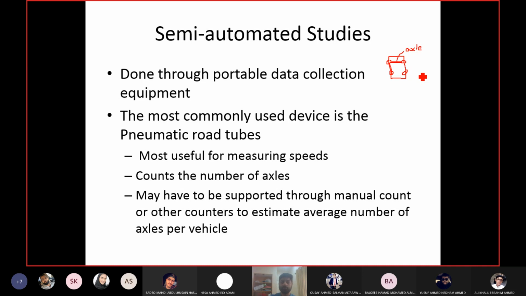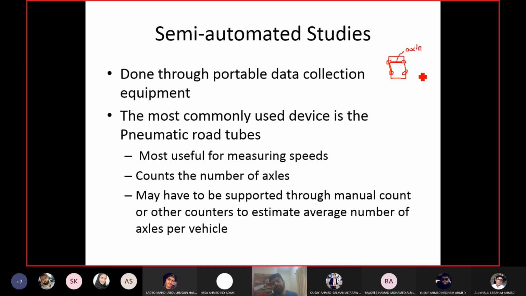So the pneumatic road tube basically counts the number of axles crossing it. The number of axles that cross over the tube is counted. So that is the main observation from the pneumatic road tube. You can convert the number of axles to number of vehicles if you know how many axles on average I have in a vehicle. On average.